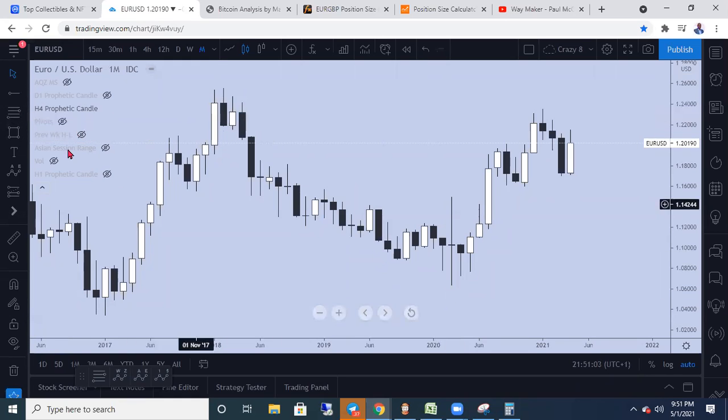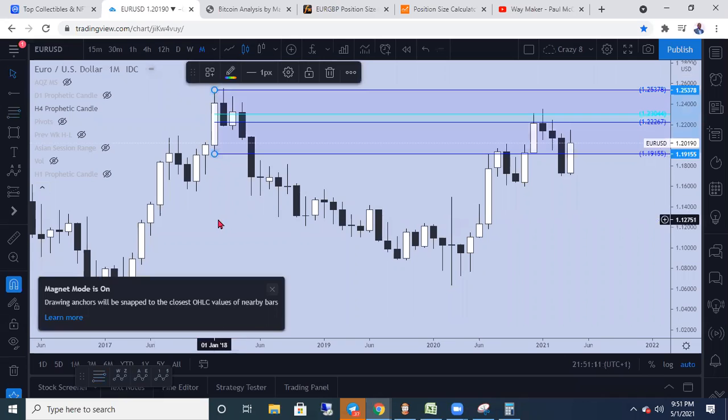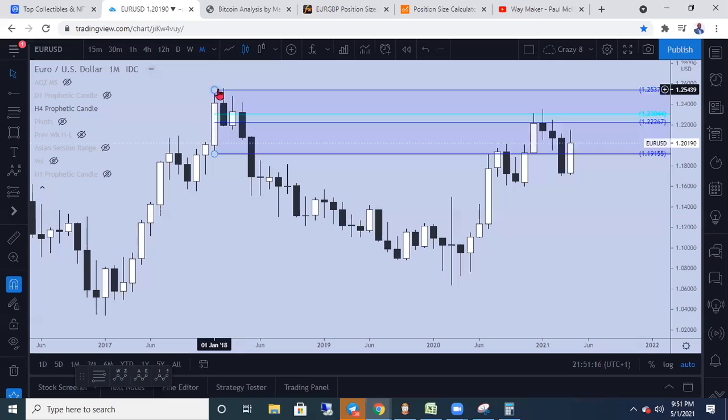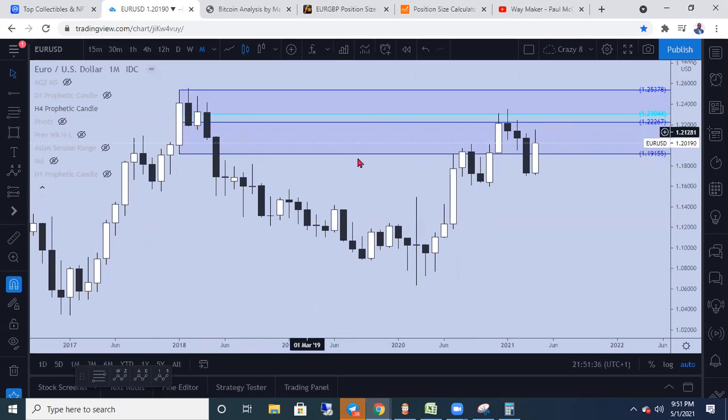And price dropped below. I could just fib that point, put on my magnet, fib it from the top to the bottom, right? Once I fib that from the top to the bottom, I can basically know in my mind that everywhere within this region, I could be looking for reasons to sell. So once I've done that on the monthly time frame, I know I'm looking for reasons to sell.